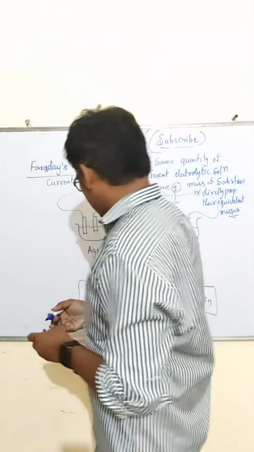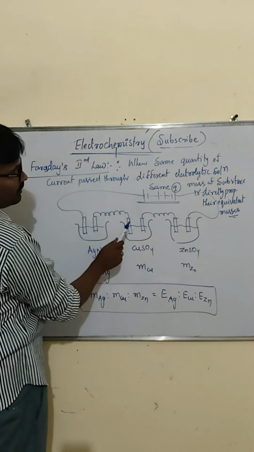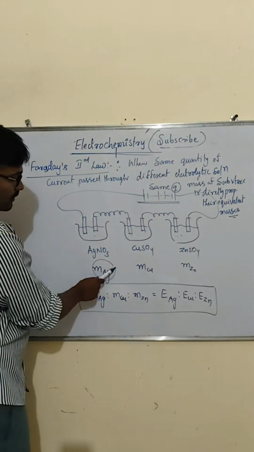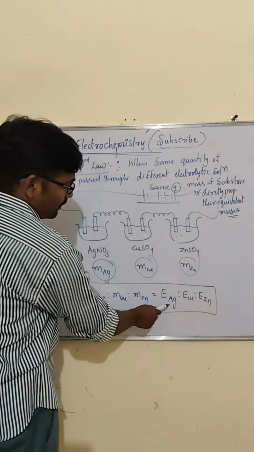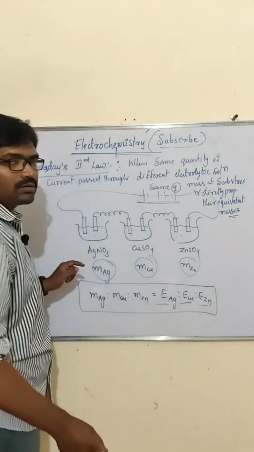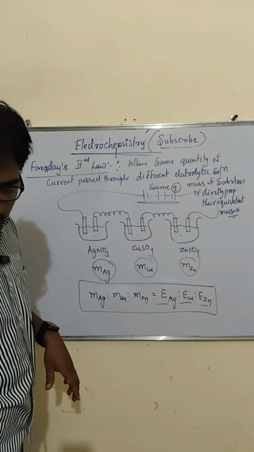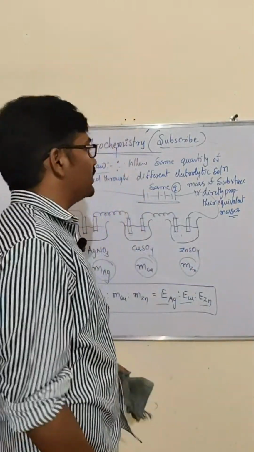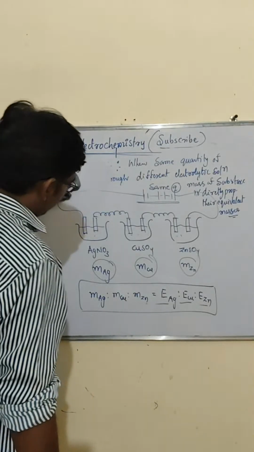So Faraday's second law, we can take like this: when same quantity of current is passed through the different electrolytic solutions, mass of the chemical substances is directly proportional to their equivalent masses. That is what we call Faraday's second law. Based on it, which type of questions were given in the EAPCET examination, that we'll discuss.